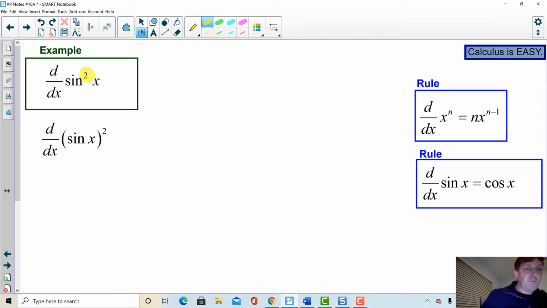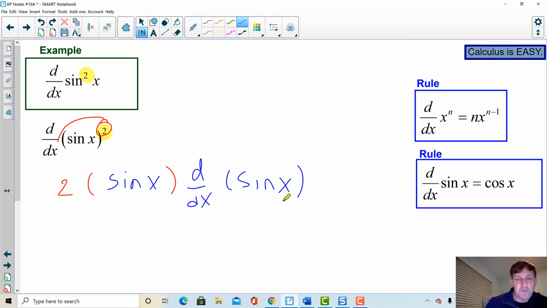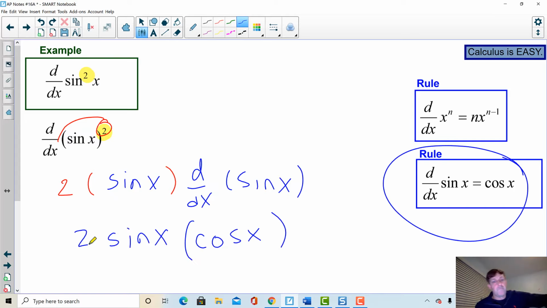Remember, if you have sine squared of x, that's the same thing as sine of x times sine of x. Again, we can use the power rule. The 2 comes down. The new power is 1 less. If the power is 1, you don't actually have to write it. Don't forget the chain rule. The inside was not just an x. It was a bunch of stuff. So we have to do the derivative of that stuff. If you remember, the derivative of sine is cosine. And that's your final answer.